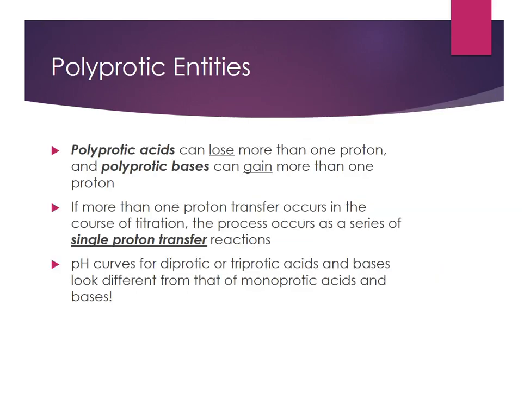Polyprotic acids are able to lose more than one proton, and polyprotic bases are able to gain more than one proton. The titration curves that we have looked at so far are for monoprotic acids. The pH curves for diprotic and triprotic acids and bases look different.